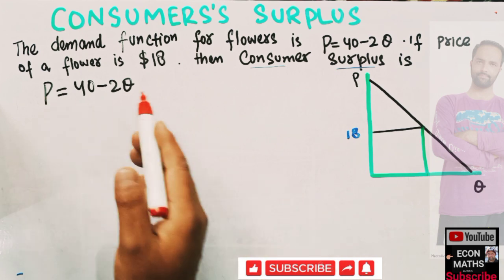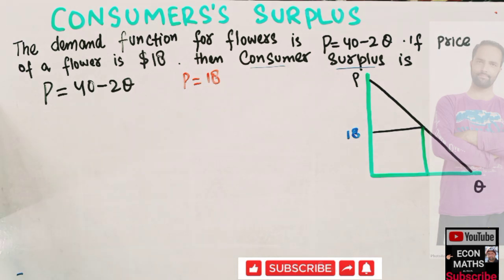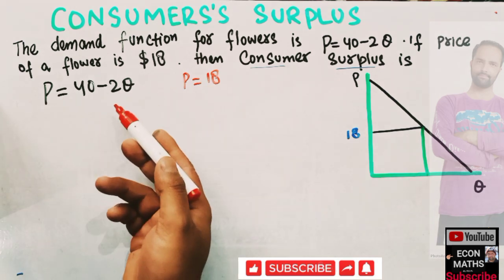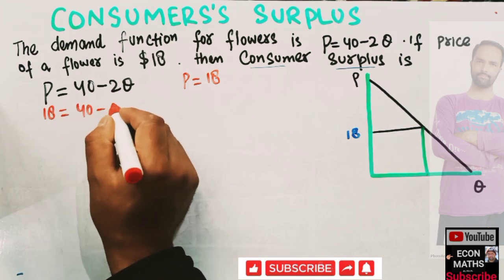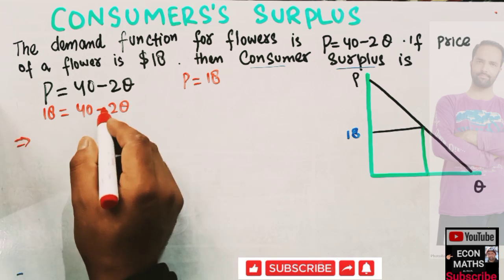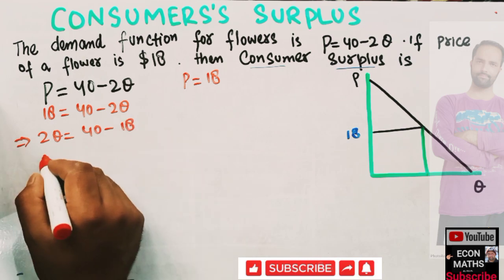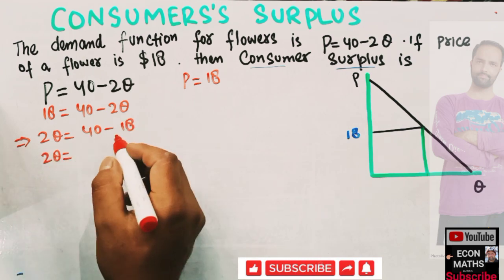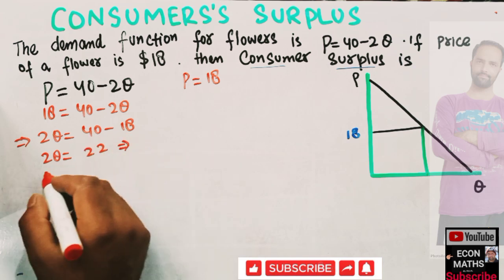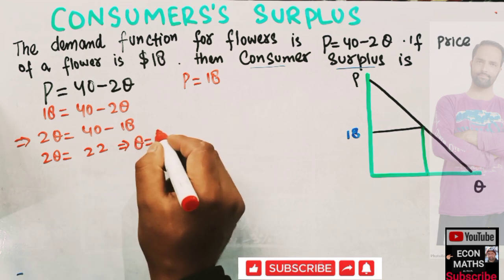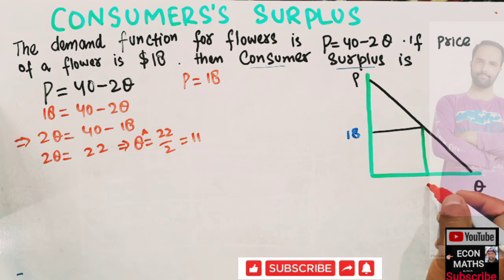So this is our demand function and the price is being given as 18. We need to find out the equilibrium quantity. So just plug the value P is equal to 18 here. So we have 18 is equal to 40 minus 2Q. Solve it: 2Q will become positive, so we have 40 minus 18, which gives us 2Q is equal to 22, which implies Q will be equal to 22 divided by 2, which gives us 11 as the equilibrium quantity.